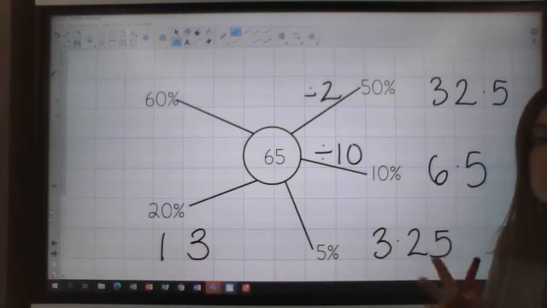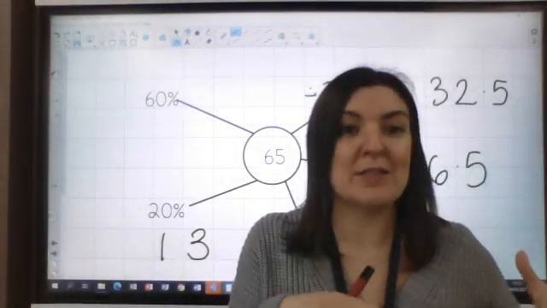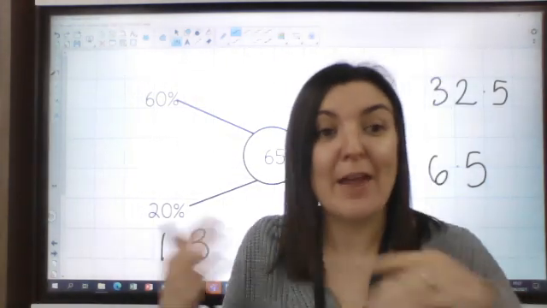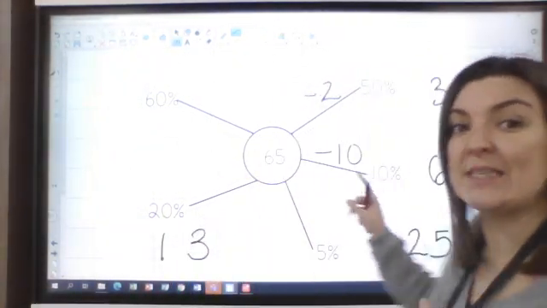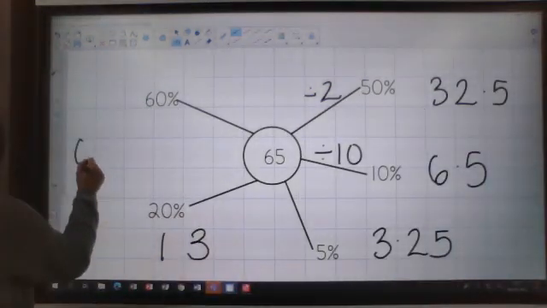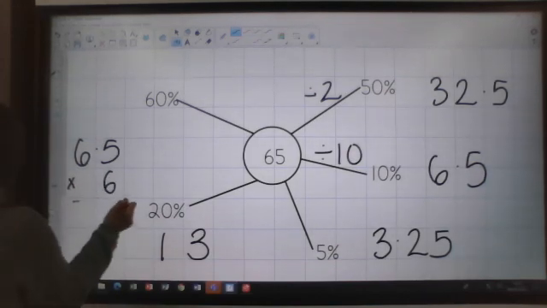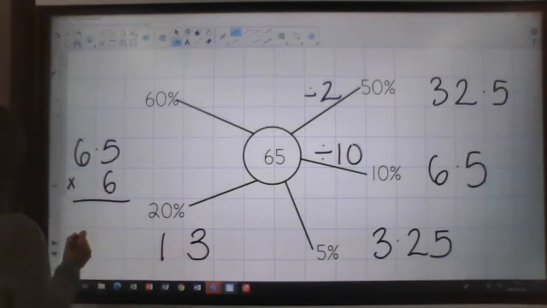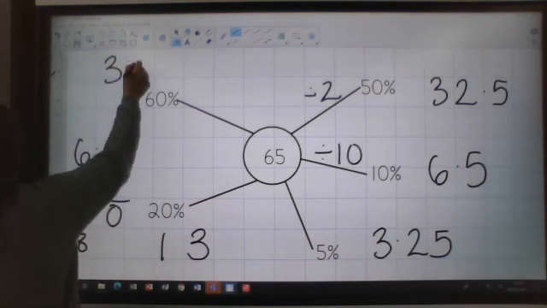Remember, for any multiple of 10, we can just multiply 10%. So if it was 20%, we multiply by 2. 30% we multiply by 3, 40% we multiply by 4, and so on. So for 60%, we multiply 10% by 6. Now, we can do that by just doing this, if it helps you. So 5 times 6 is 30. Remember your decimal point. 6 times 6 is 36, plus 3 is 39, so it would be 39.